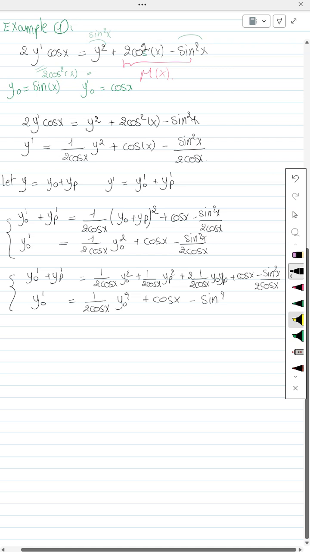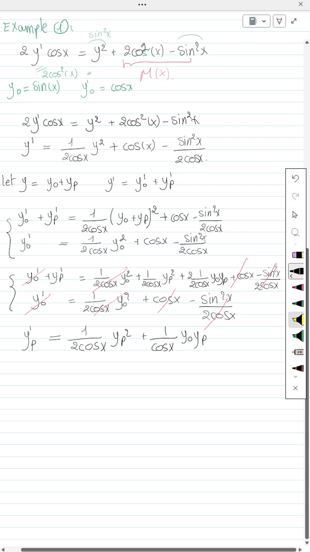By subtracting 2 from 1, we are going to obtain the following. This is going to be cancelled, and this is going to be cancelled with this. We're going to obtain that yp prime is going to be equal to 1 over 2 cosine x yp squared plus 1 over cosine x y0 yp.